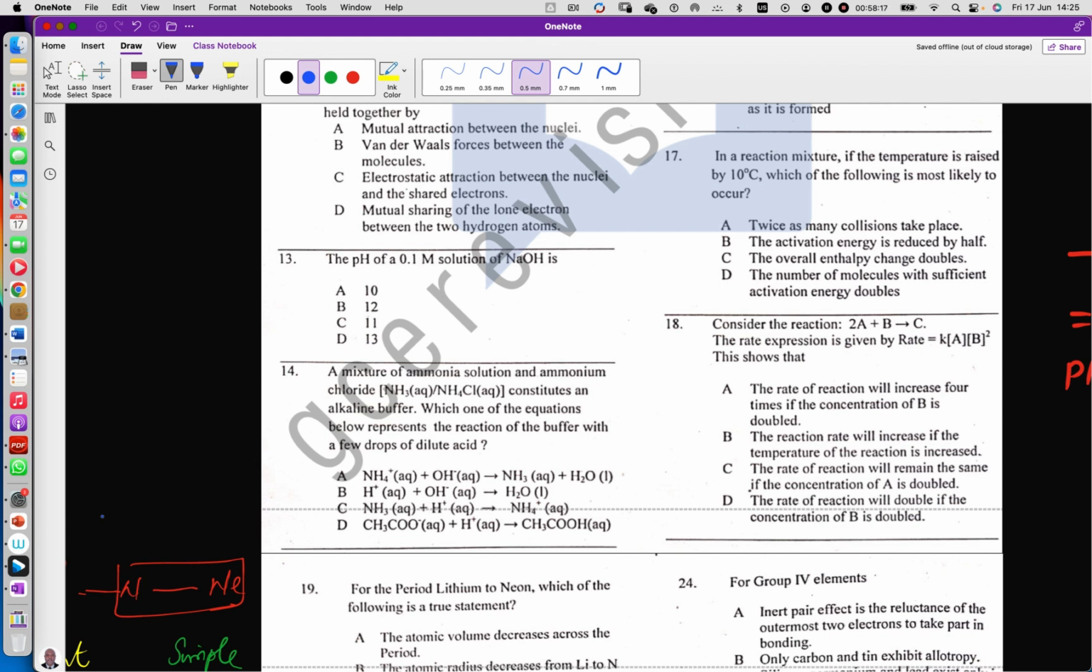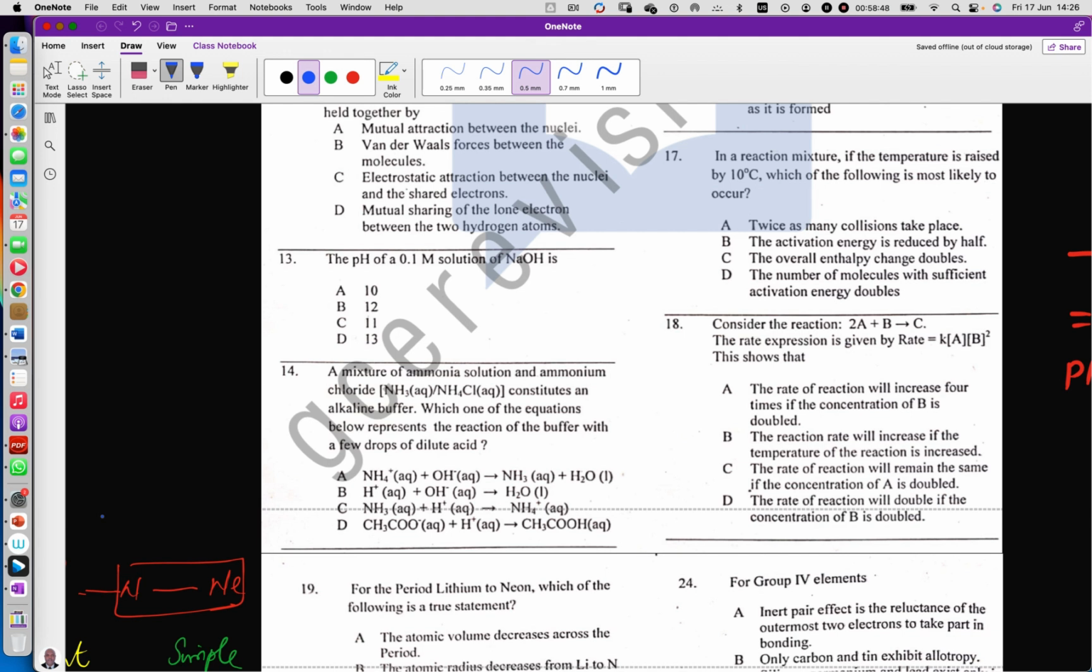In a reaction mixture, if the temperature is raised by 10 degrees Celsius, which of the following is most likely to occur? Remember, in the rate of a chemical reaction, when we increase the temperature, the rate of reaction will increase. But how is it going to happen? The final outcome is that the rate of reaction will increase.